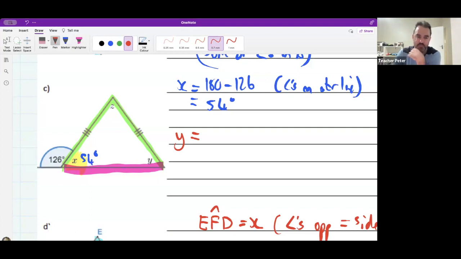Well, y has to be 54 degrees for the same reason, right? So if we look at, well, not the same reason, actually, I lie. But if we think about this, this is angles opposite equal sides. Why is this not behaving? Sorry, my computer's being difficult. So this will just be, oh, there we go. Angles opposite equal sides.